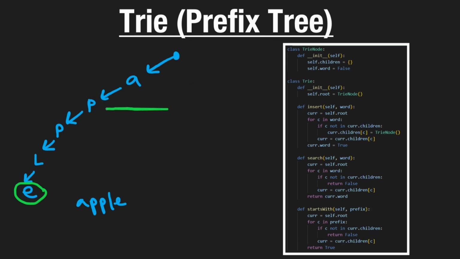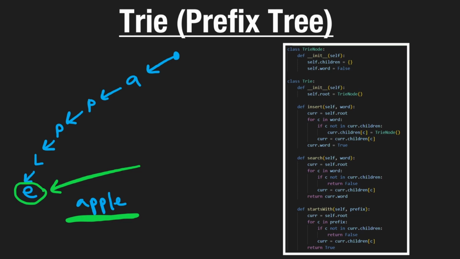So at this point, our pointer would be at this P. We would be looking for the next P. So is P a child of this P? Yes, it is. And then we would move our pointer there. Now we're looking for the L. Is L a child of P? Yep, it's right there. So then our pointer would move here. Is E a child of L? Yes, it is. So now our pointer would be here.